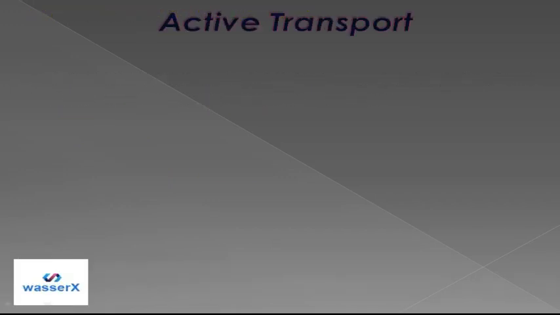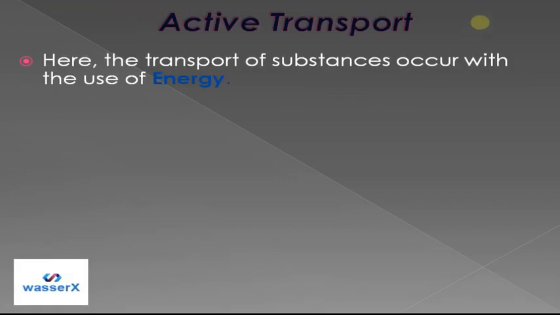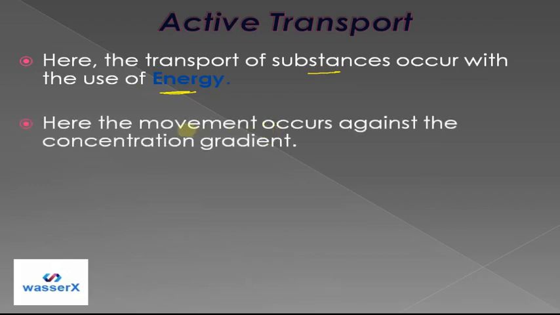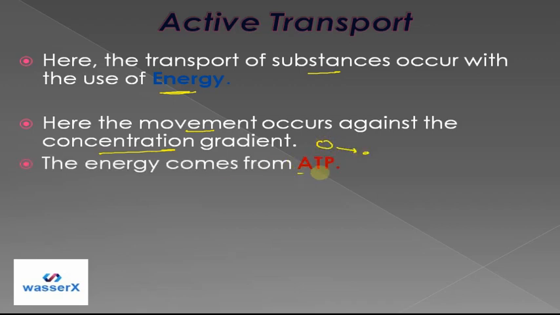Now let's see what active transport is. In active transport, we already mentioned earlier that the transport of substances occurs with the use of energy. And the movement occurs against the concentration gradient. That means molecules will definitely not transfer from their higher concentration to their lower concentration, and the energy will come from the ATP.